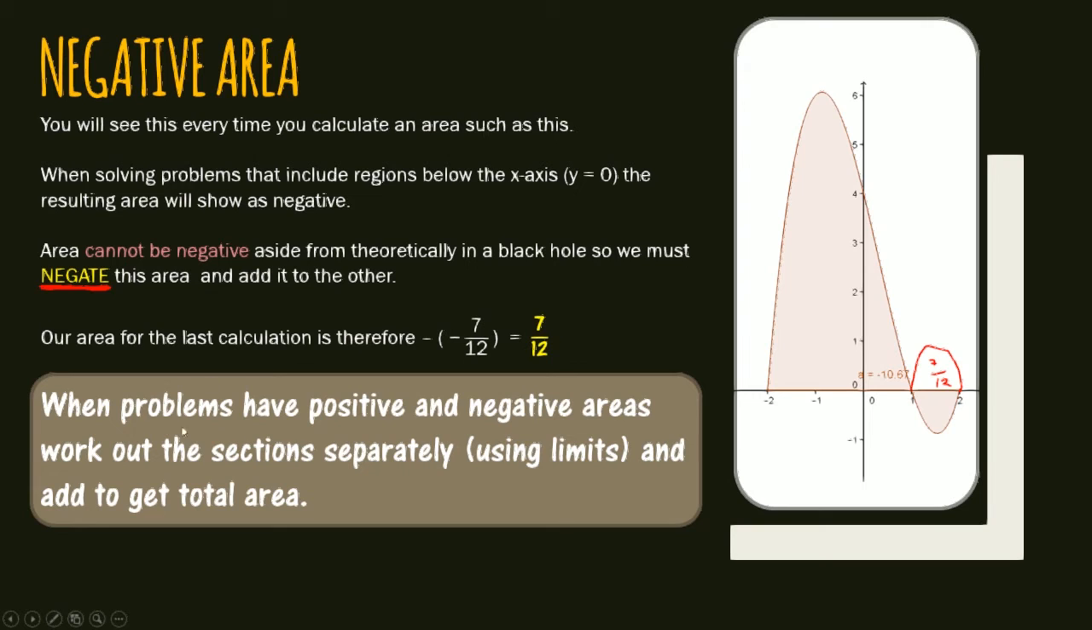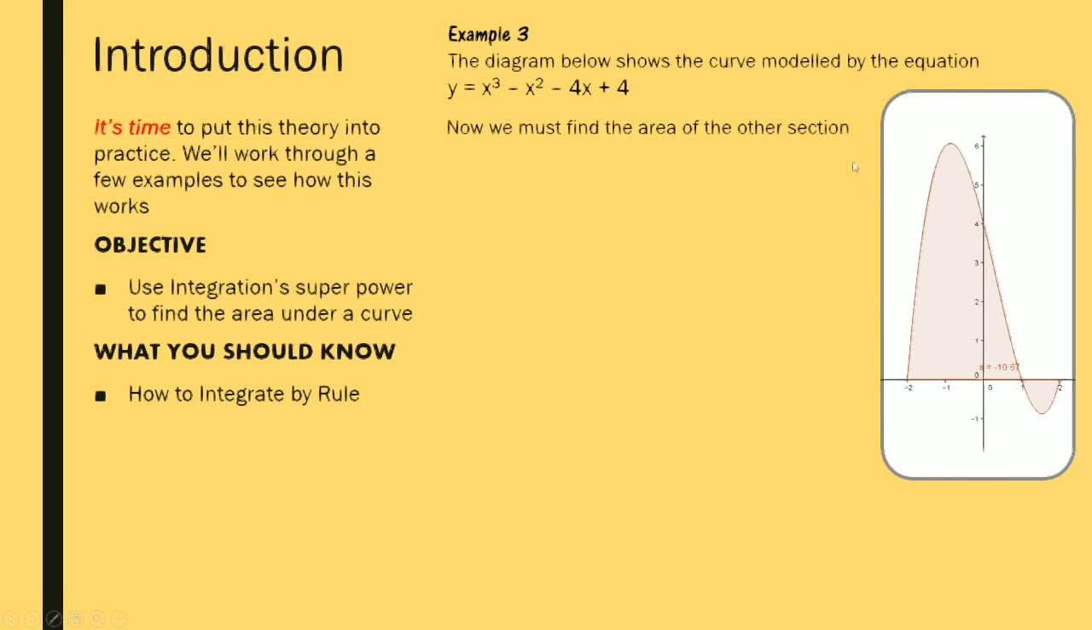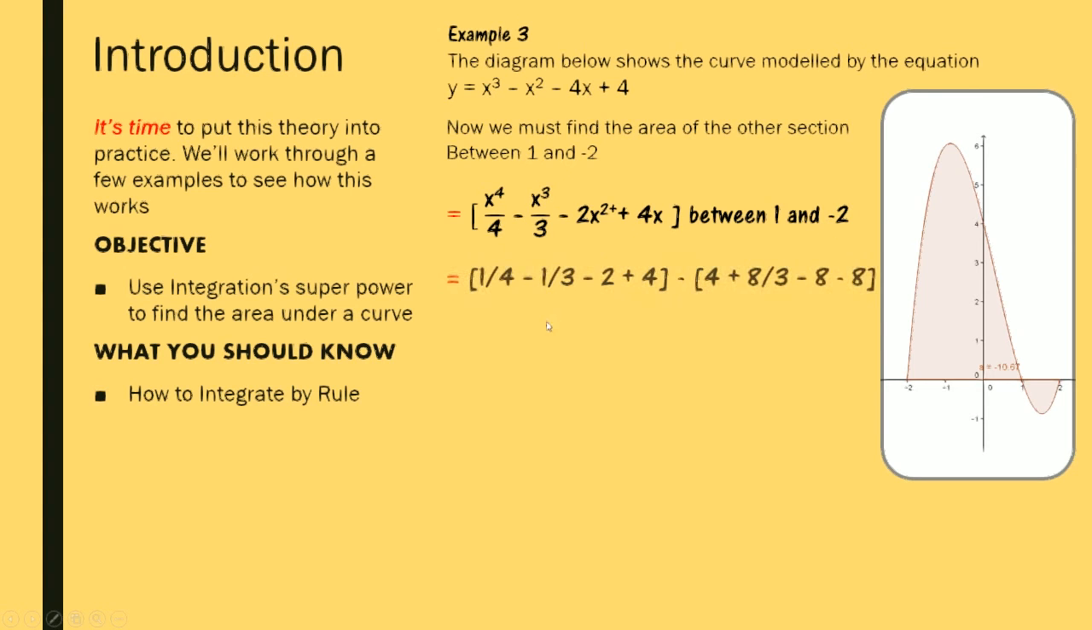But that's the rule. So when problems have positive and negative areas, work out the sections separately and add to get the total area. So if I go back and we look at the area of the other section, the big section between 1 and minus 2, we're going to take our integrated expression, which is that, and do between 1 and minus 2. We've already put 1 in, we got that. When I put minus 2 in the expression, I get that. When I solve all that down, I get 45 over 4, or 11.25.